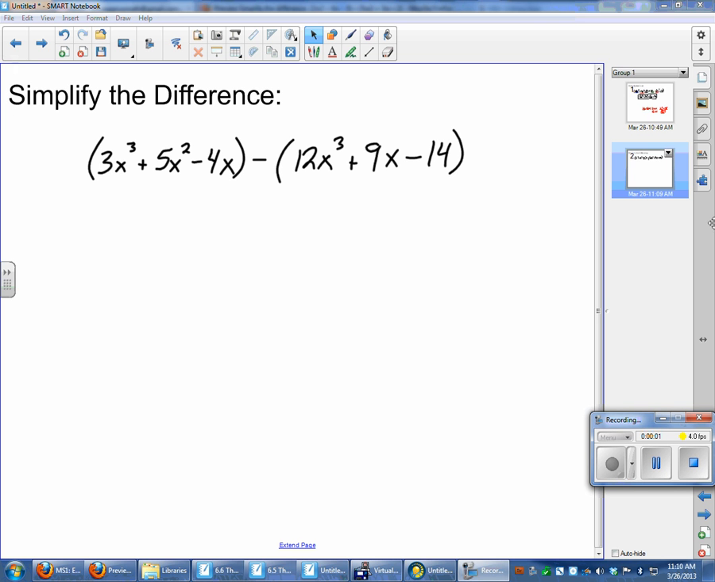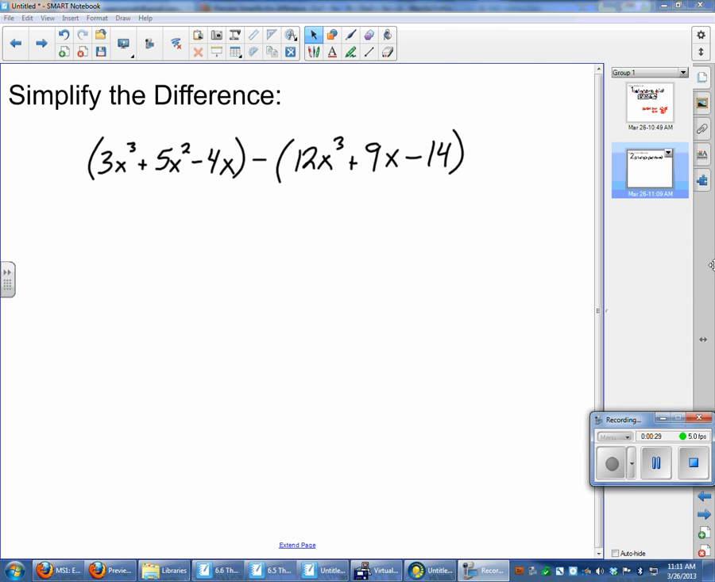Okay, our next example is going to be looking at simplifying the difference of two polynomials, and difference just meaning subtraction. So subtraction of polynomials is a little more difficult than addition. We still have to think about the like term idea, but there's one other step we need to take into consideration. That's the fact that we are now subtracting each of the terms in that second polynomial.